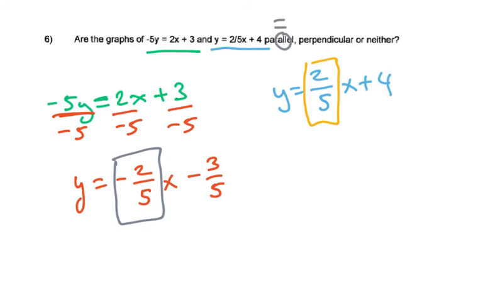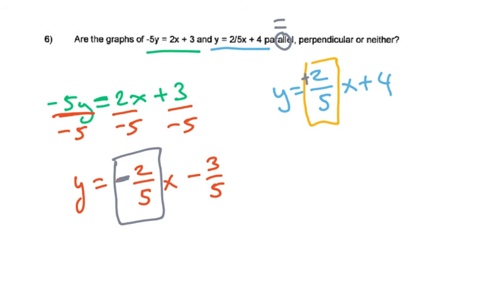And you have to be careful here because sometimes we kind of run on autopilot and we see 2/5 and we're like, oh, so they are parallel. But they are not actually parallel, because the first one is negative and the second is positive.